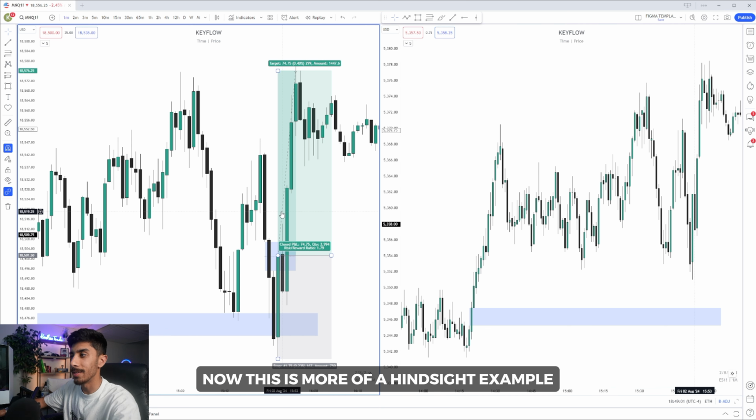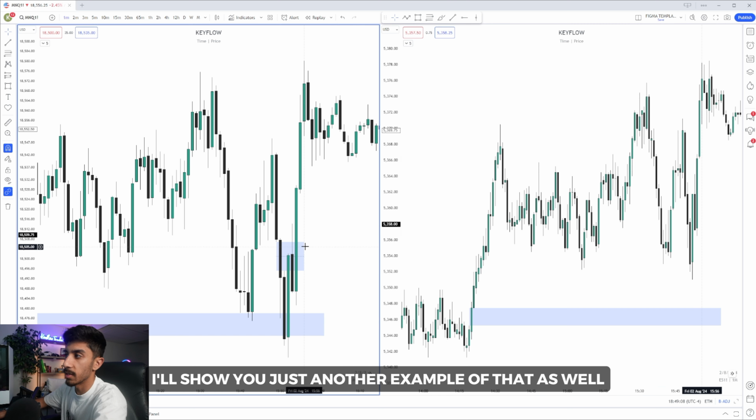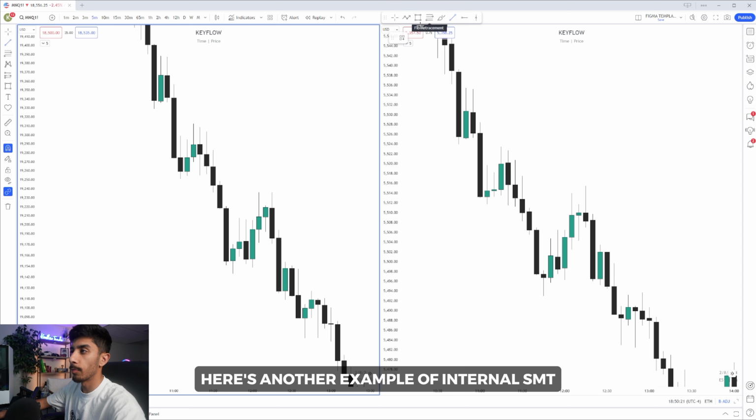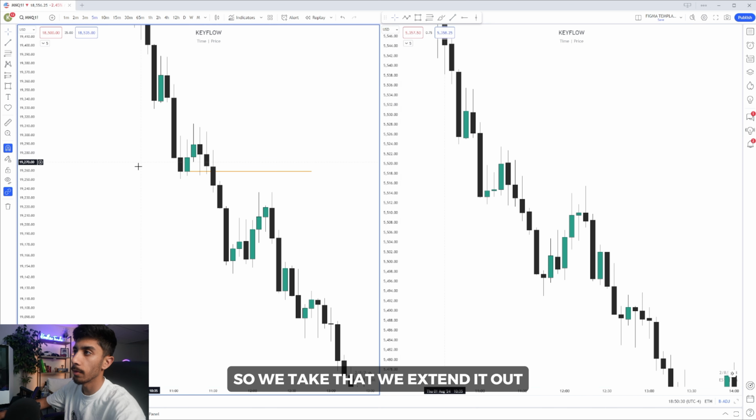Now, this is more of a hindsight example because price just wasn't very clean today, but this is how internal SMT will work. I'll show you just another example of that as well. Here's another example of internal SMT. You can clearly see we have this order block that can be identified by these two candles here on NQ. So we take that, we extend it out. That is an order block.